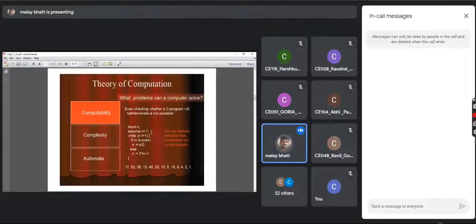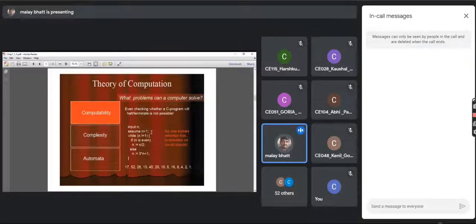Again, 5 is an odd number. So 5 into 3 is 15, 15 plus 1 is 16. And that's how you are getting the last one. And because here you are getting 1, it will terminate, but it is not necessary that it will terminate for all the inputs. Always you will get the answer as 1.